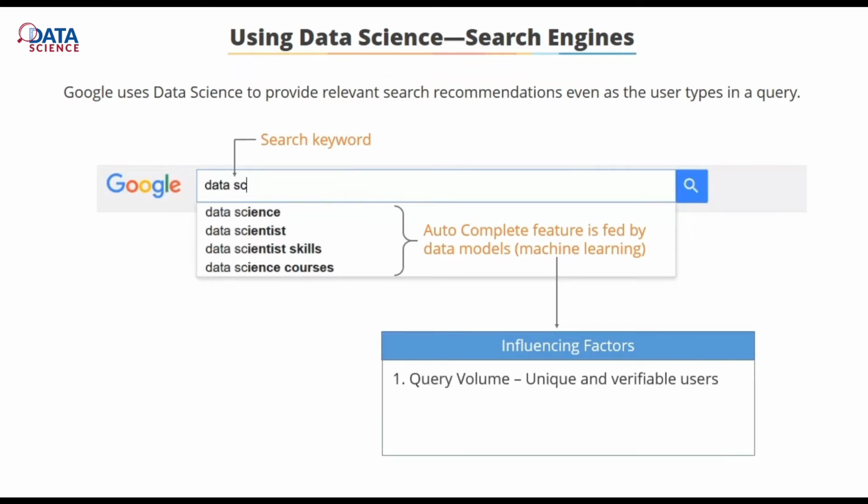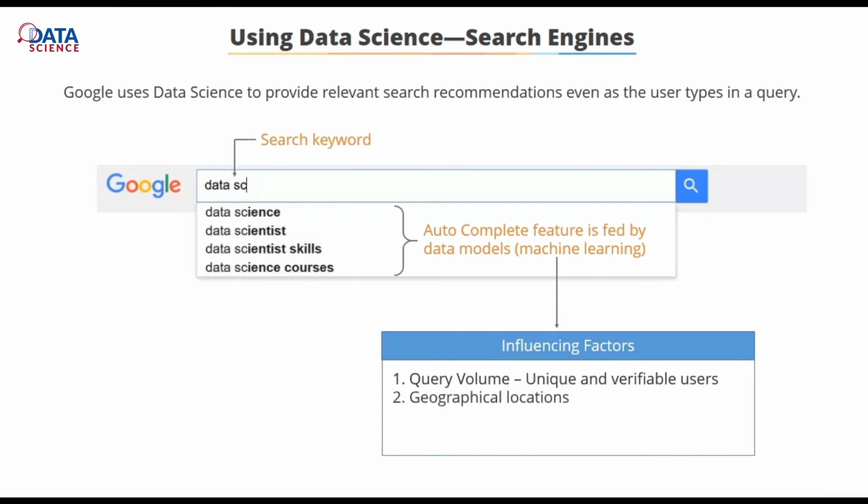The first one is query volume. Google's algorithms identify unique and verifiable users that search for any particular keyword on the web. Based on that, it builds a query volume. For instance, Republican debate 2016, Ebola threat, CDC or the Center of Disease Control, and so on are some of the most common user queries.